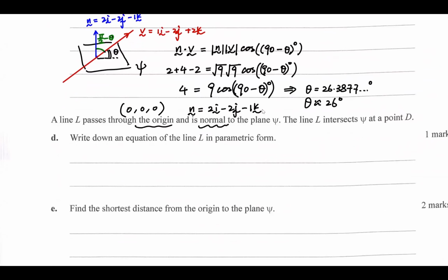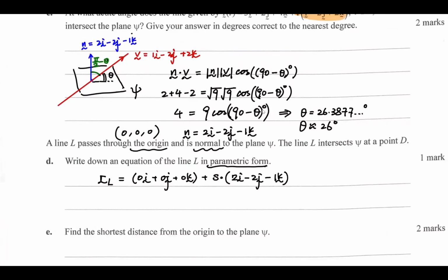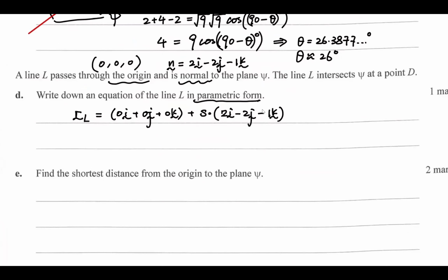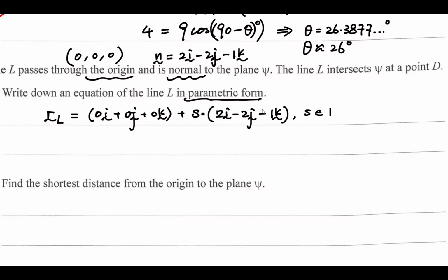So basically, we want an equation of line L in parametric form. Well, we know the vector equation is r_L equals 0i plus 0j plus 0k plus, let's say, some parameter s times vector n, the direction vector. The reason why I'm not using t is because in the previous equation of the first line, it already used the letter t. I don't want to repeat the letter. It must be another parameter. And also, this is a line extending two directions, so s is a real number.